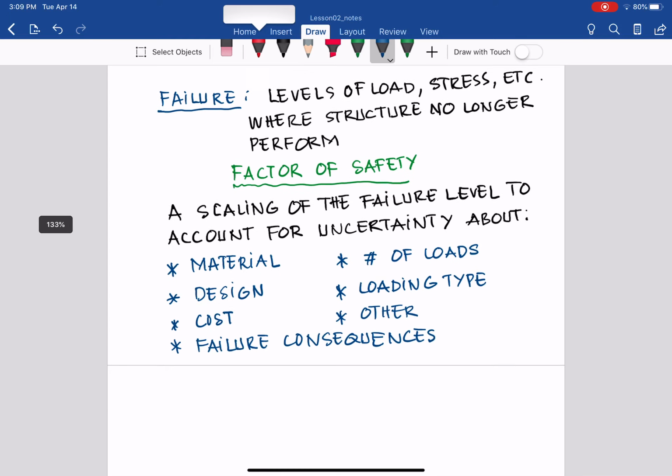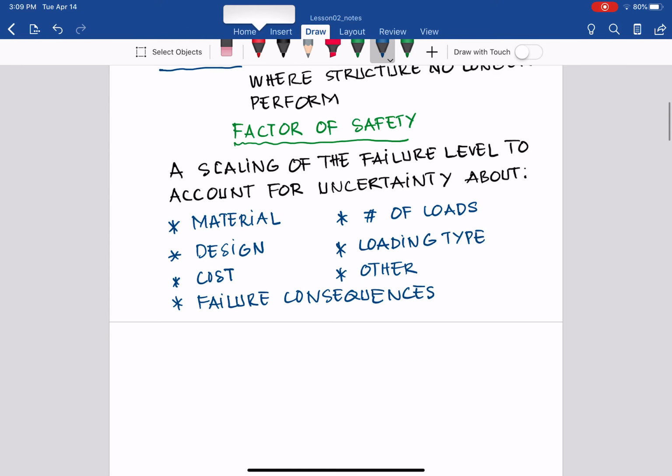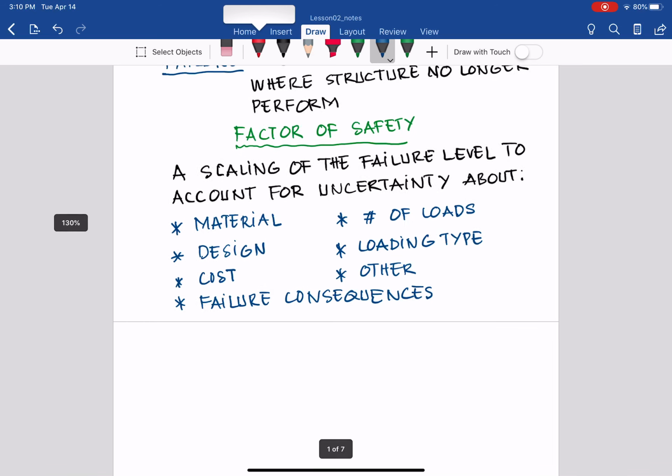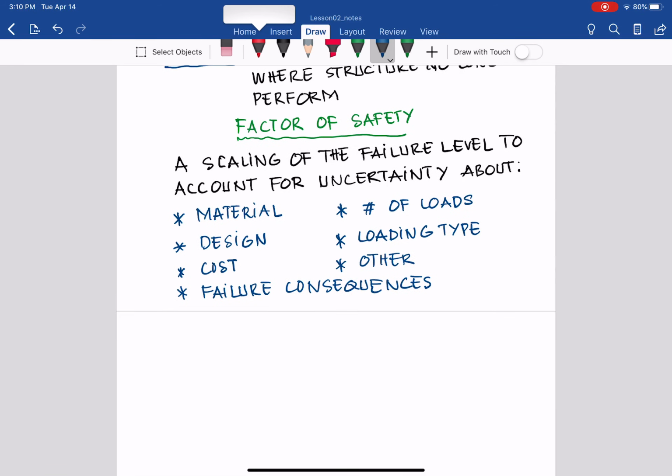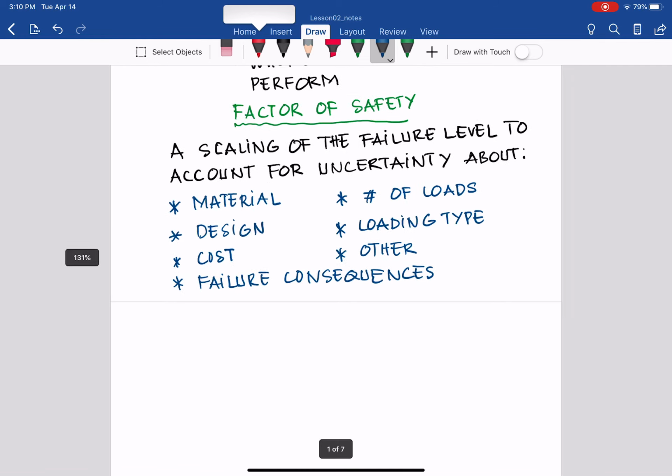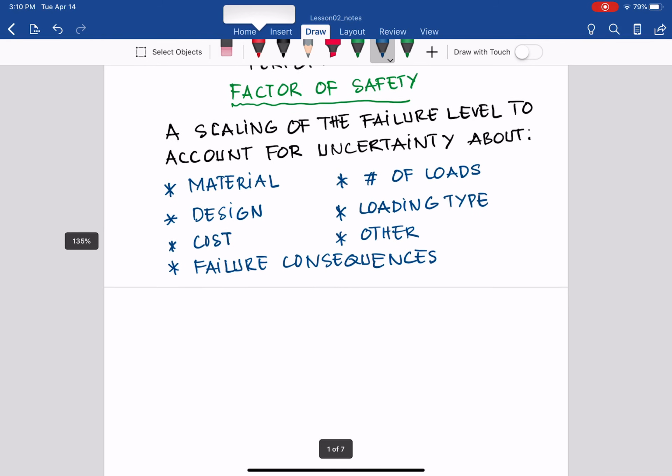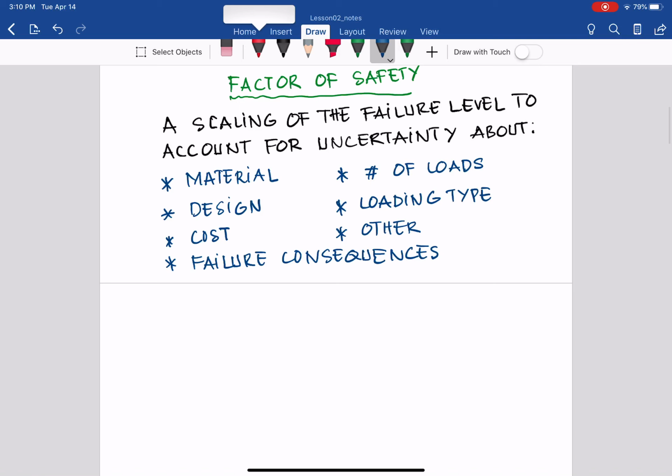So that is the factor of safety. So as engineers, we need to be able to take a look at those factors when you decide what should be the factor of safety in the structure that we design. So from that, how can we determine the factor of safety?